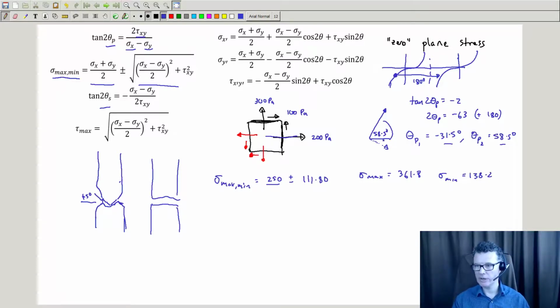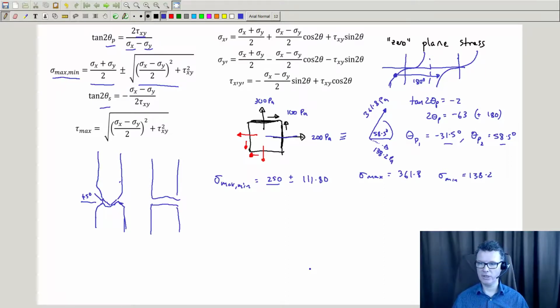138.2. So coming back to this diagram, that's telling me that we can take this element and say this is the same as a stress that's being pulled off in this direction by 361.8 pascals, and another stress going down in this direction of 138.2 pascals, and we've completely got rid of the shearing action. Okay.